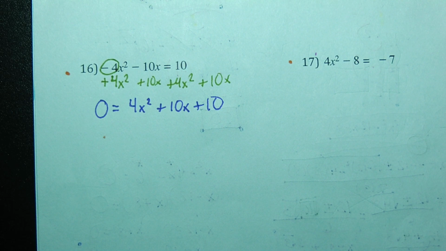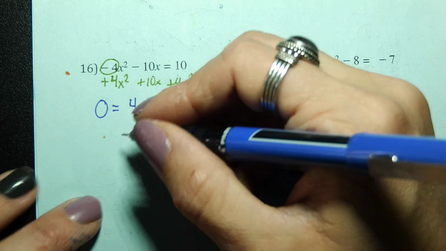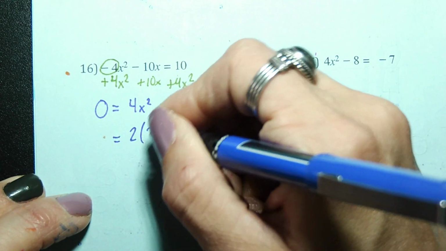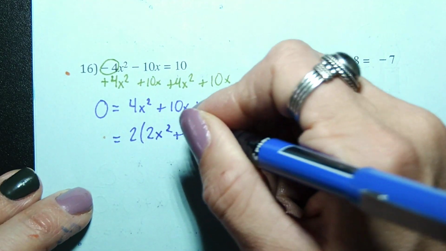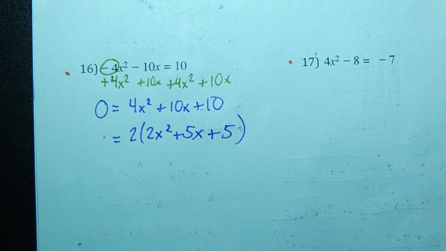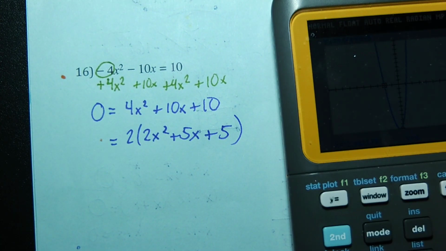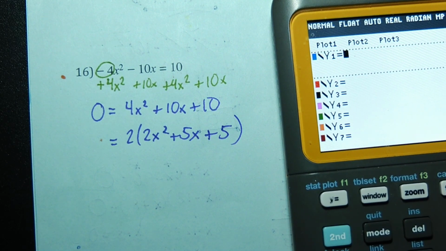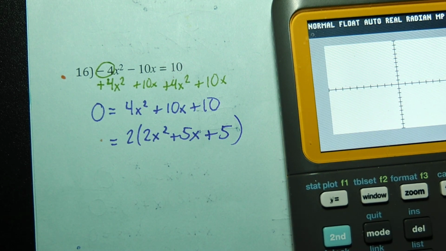So I just wrote a bunch of even numbers. Can we factor that? Yeah. So take a 2 out, so 2x squared plus 5x plus 5. Sweet. Now if I want, I can plug in that original equation, 4x squared plus 10x plus 10. Let's just see what the graph looks like.